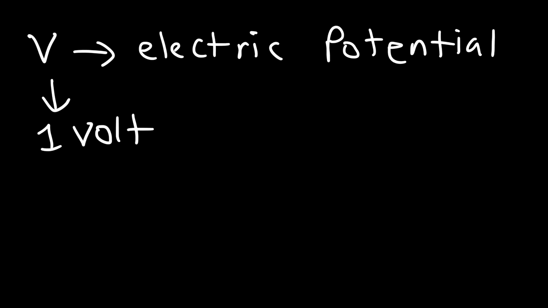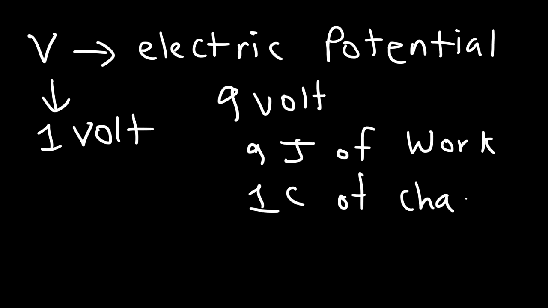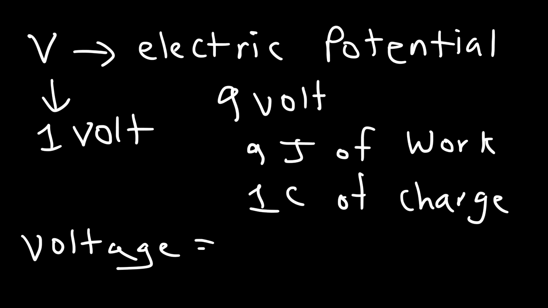So when you think of a 9-volt battery, what this tells you is that it can do 9 joules of work when it passes 1 coulomb of charge through a circuit. And so it helps you to understand the concept of voltage. Voltage is really the difference in electric potential. It's the change in the electric potential. So it's like VA minus VB or VB minus VA.